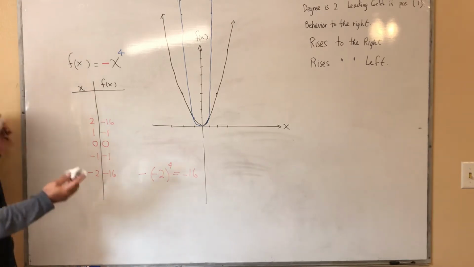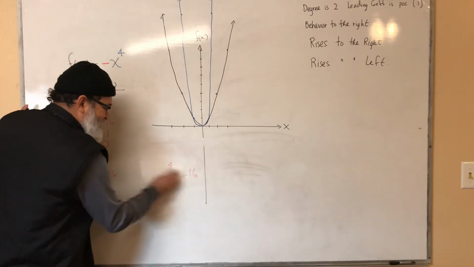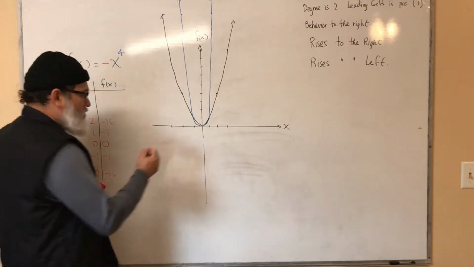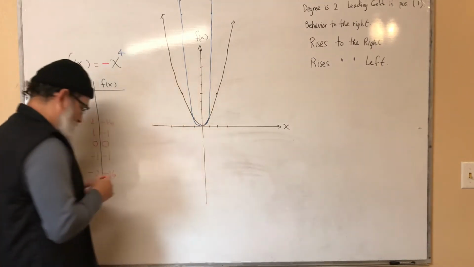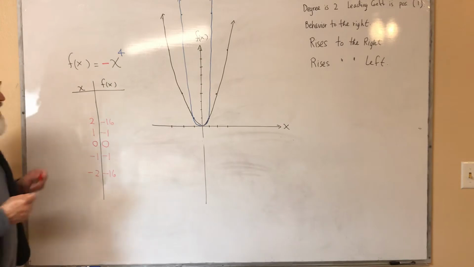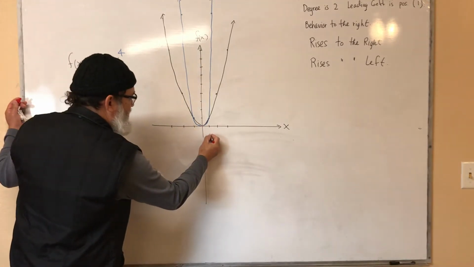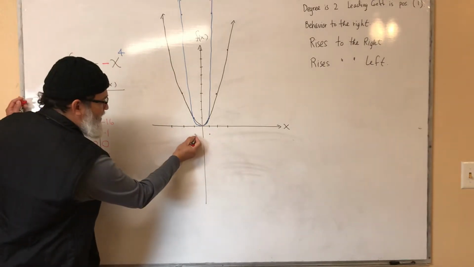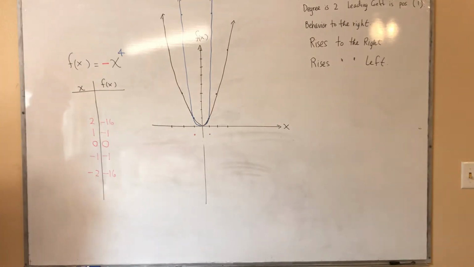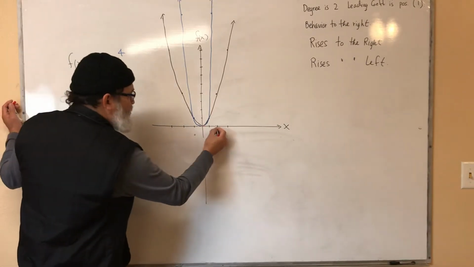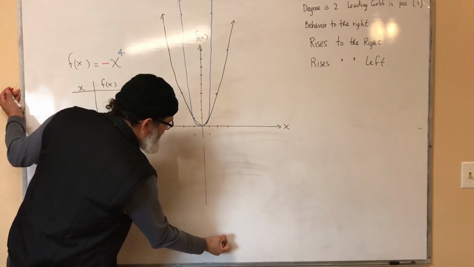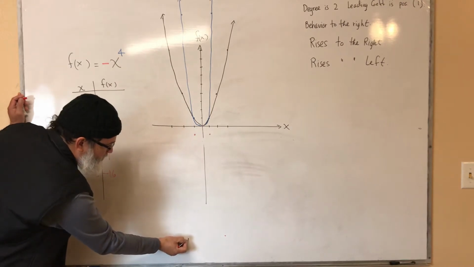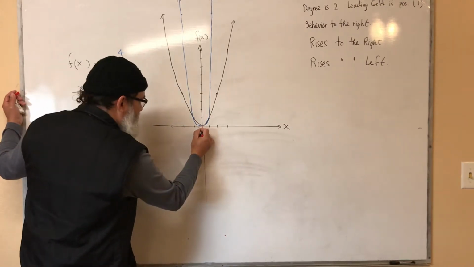Okay, very good. Let's graph it. I think we have enough. Okay. Graphing it. 0, 0. Right there. 1, negative 1. 1, negative 1 right there. Negative 1, negative 1. There. Okay. 2, negative 16. 2, negative 16 way down here. Negative 2, negative 16 way down here. So therefore, this function looks like this.